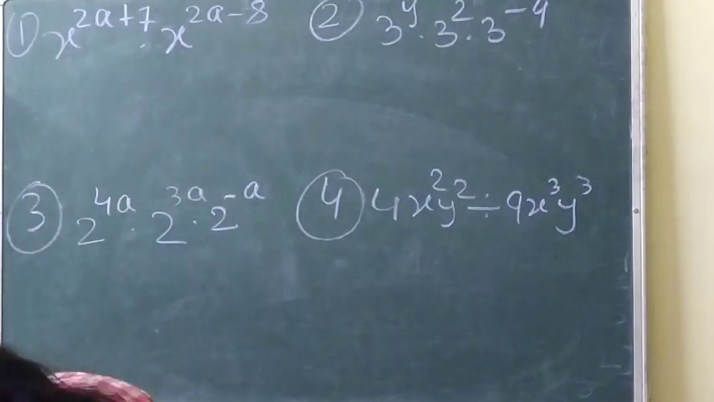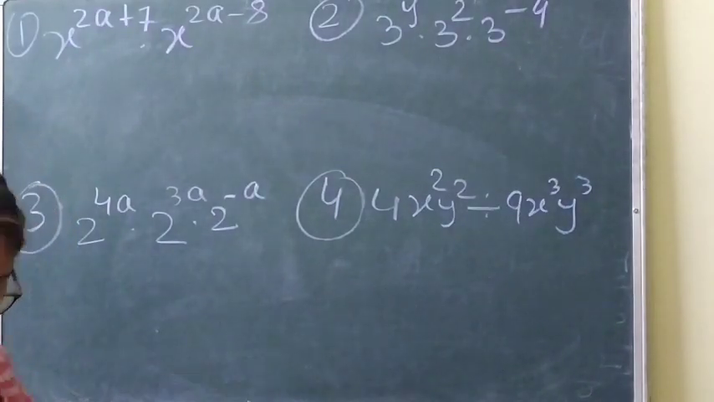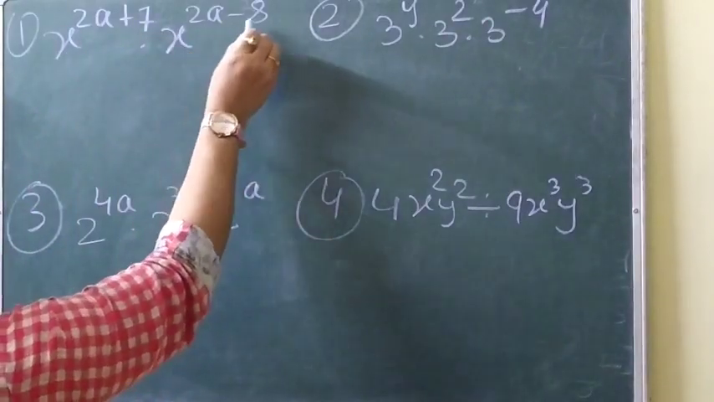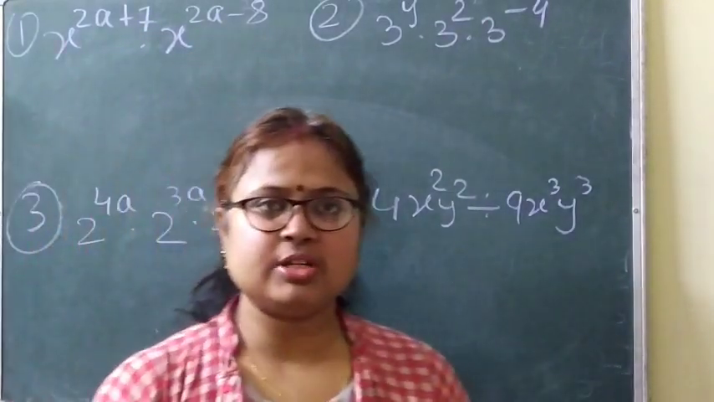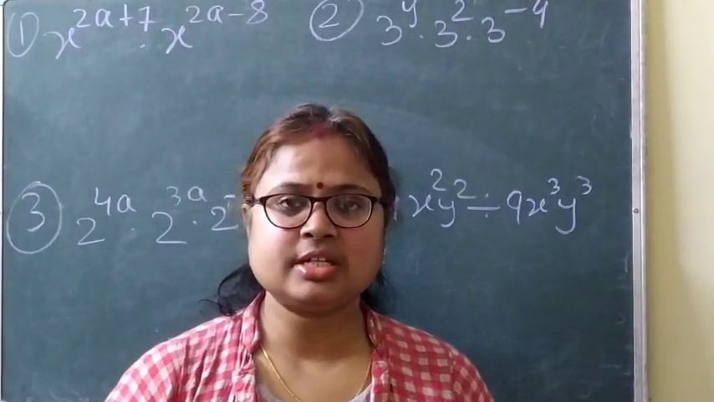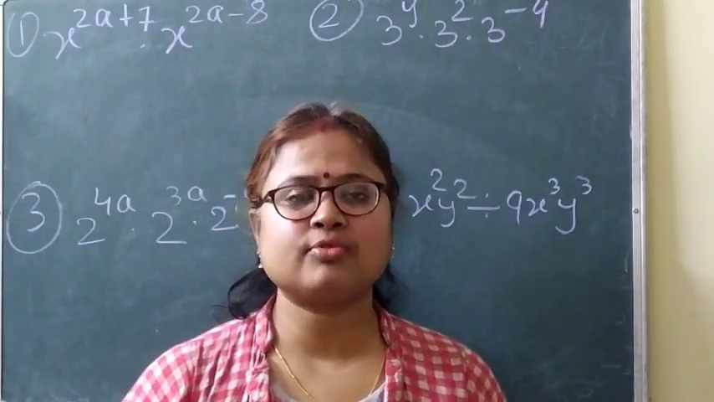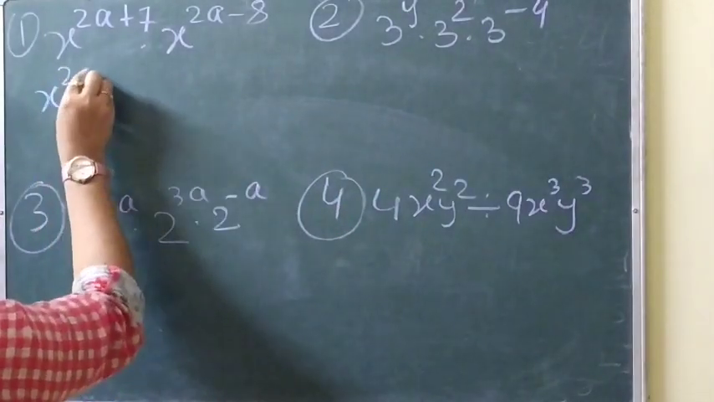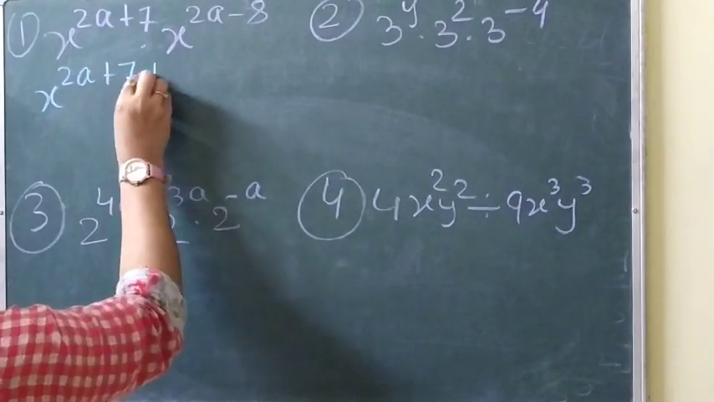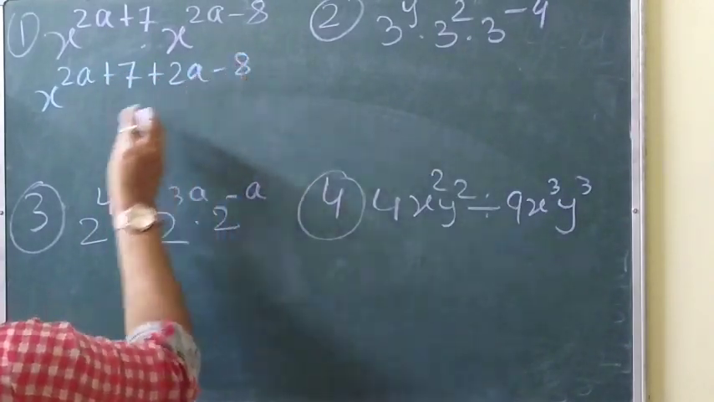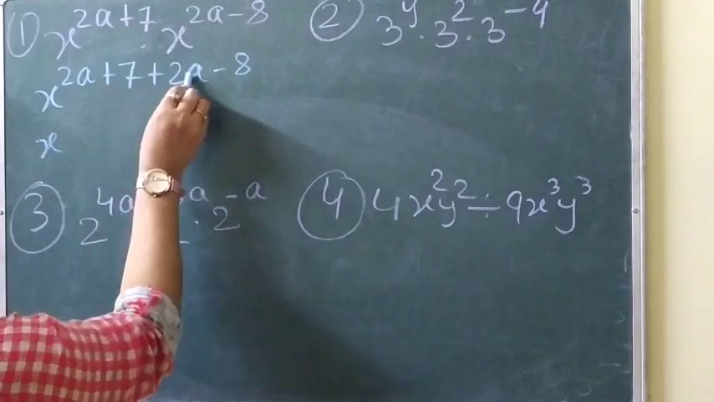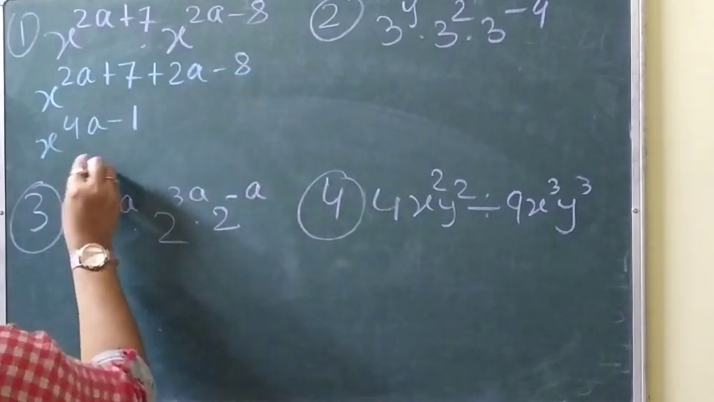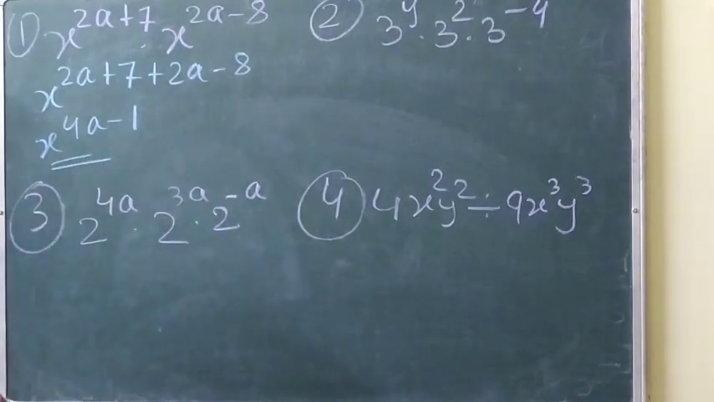Okay. Now start. So x to the power 2a plus 7 and x to the power 2a minus 8. What is the basic concept that we will use here? When the bases are same, what we have to do with the powers? We have to add the powers. Clear? So we will write here x to the power 2a plus 7 plus 2a minus 8. And so x to the power 2a and 2a, 4a, and plus 7 and minus 8, minus 1. And so this will be the answer.